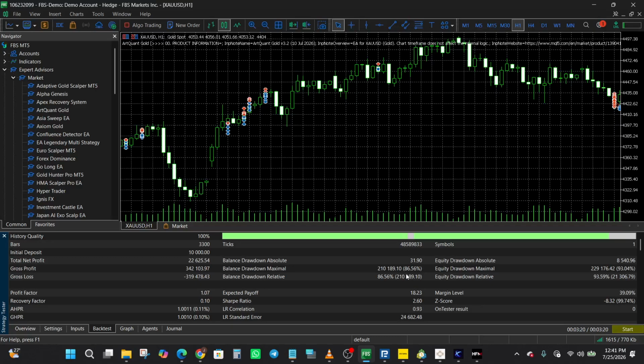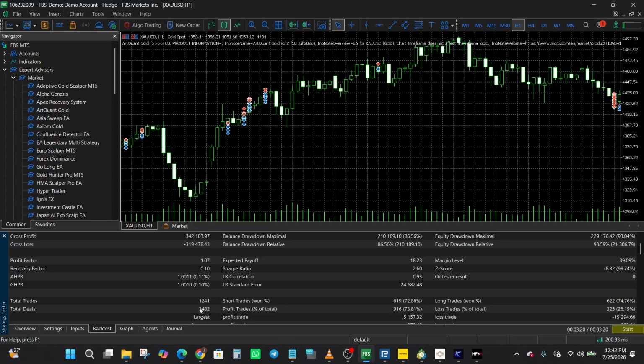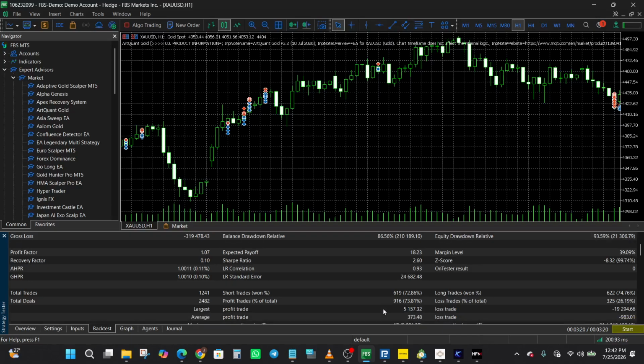Now, let us put that in context. The profit factor came in at 1.07, meaning that the gross profit only just edged out the gross loss. You can see that here. It's a thin margin. Recovery factor was 0.1, which tells you the drawdown experienced was many times larger than the net profit produced. That's a meaningful gap worth sitting with. Now, out of 1,241 total trades, just under 74% were profitable, which lines up with what you'd expect from a grid style system. Frequent smaller wins offset by the occasional much larger drawdown period when the market moves against an open cycle.